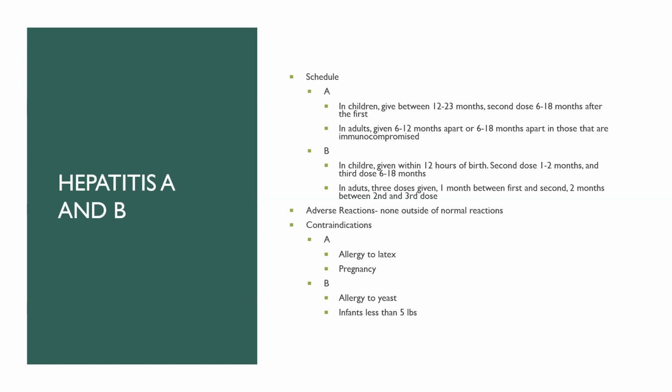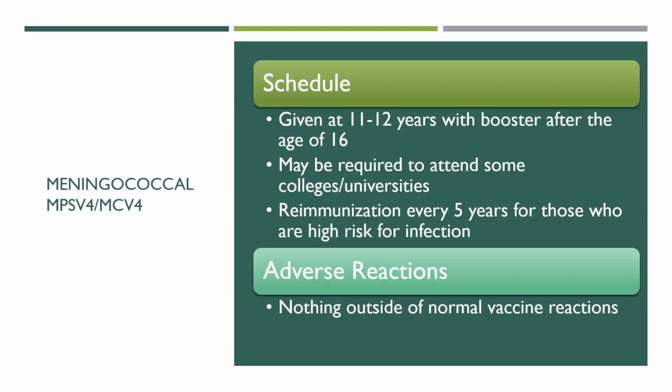Contraindications to hepatitis A vaccine is having an allergy to latex or being pregnant. And any contraindications to the hepatitis B vaccine is having an allergy to yeast or in infants less than 5 pounds. Then we have the meningococcal vaccine, or the MPSV4 or MCV4.